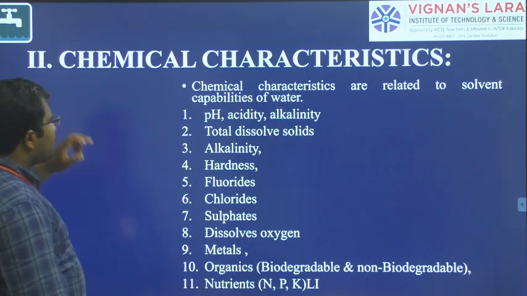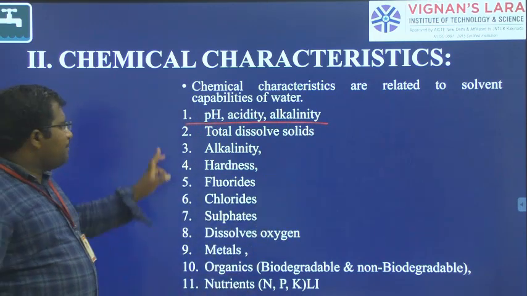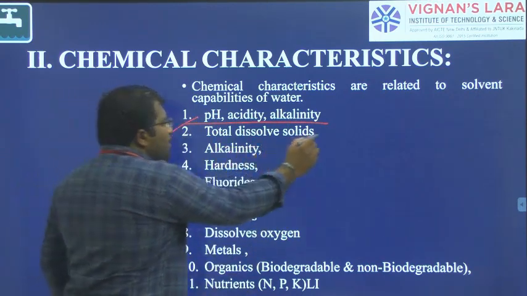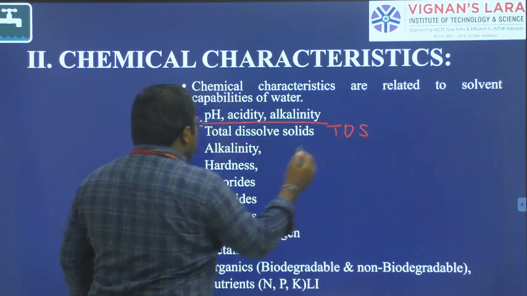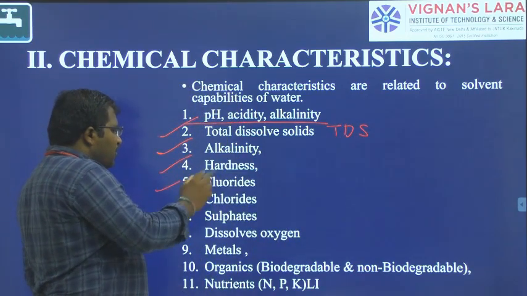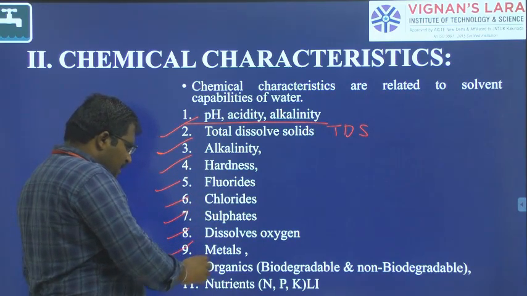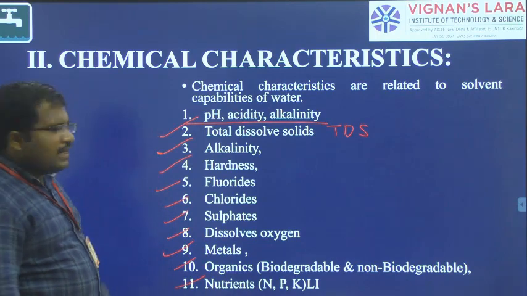So those are pH and acidity, alkalinity, total dissolved solids, simply you can call it TDS. Then alkalinity, hardness, fluorides, chlorides, sulfates, dissolved oxygen, metals, organics, and then nutrients. Okay, let us see one by one.